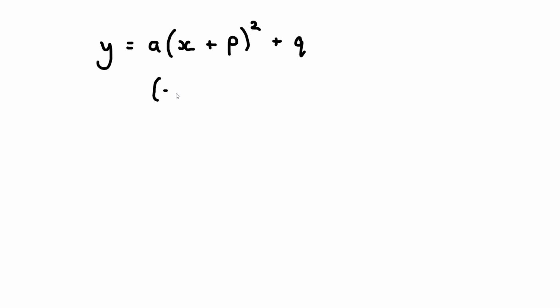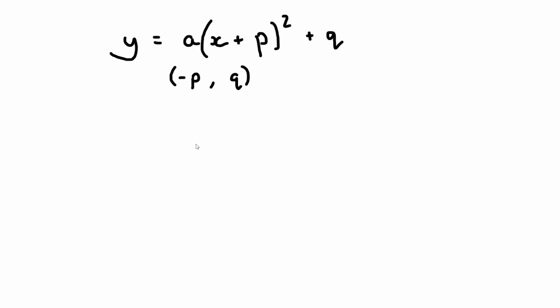Well, it's simply just (-p, q). So the coordinates are (-p, q). So the negative of this number will be your x value, and the positive of this value, or whatever this value is, will be your y value. So let's try an example here, right?